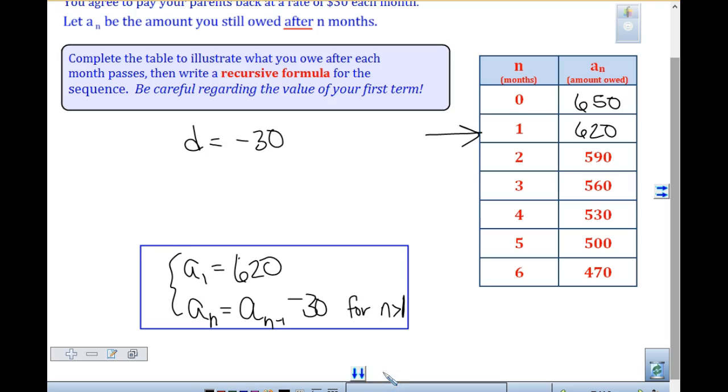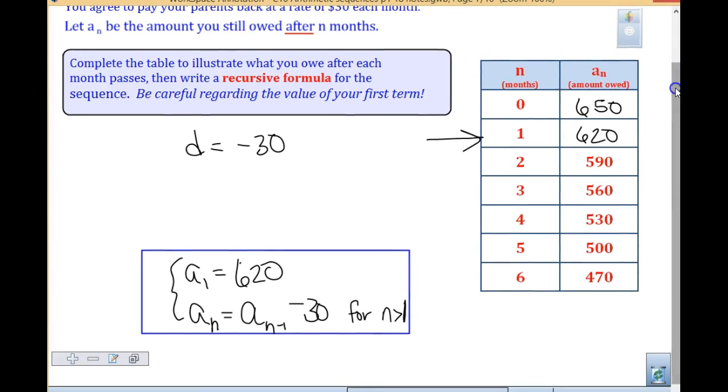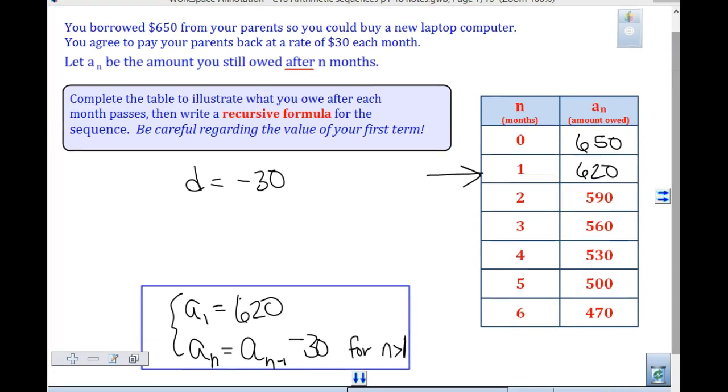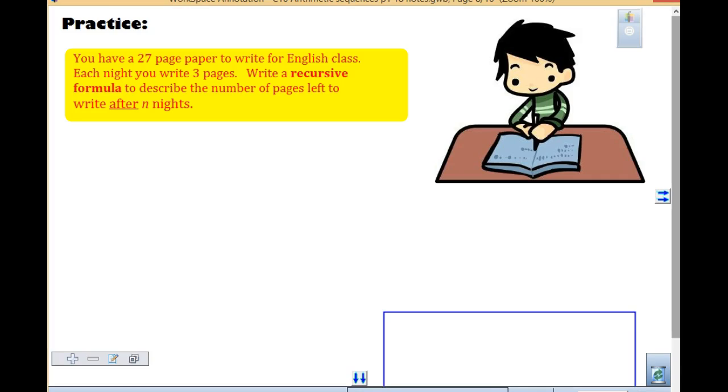So in your homework, you might be asked to fill in a table. Again, if you're looking at that table, you could subtract any of those to find it. So in this last one, Joel, want to read for us? We have a 27-page paper to write for English class. Each night you write 3 pages. Write a recursive formula to describe the number of pages left to write after n nights.